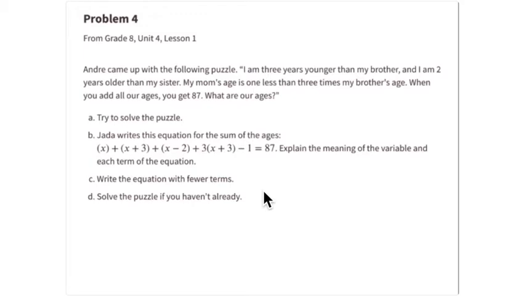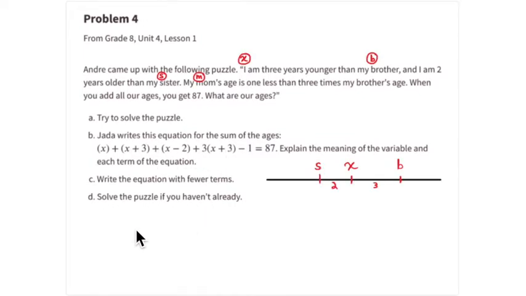And when we use the phrase write an equation in terms of x, you're going to see up here that there are other letters that we're going to use. There's a letter B for brother and a letter S for sister and a letter M for mom. And then we're going to rewrite everything in terms of x. So things that get added together using only the variable x. So that phrase, write the equation in terms of x, means write everything with the variable x. And finally, solve the puzzle if we haven't done that already.